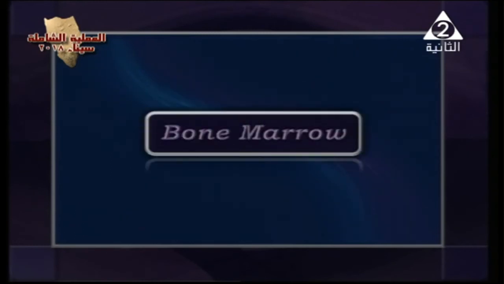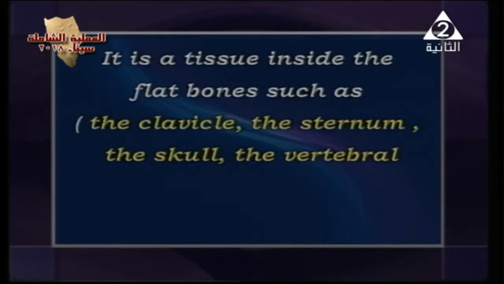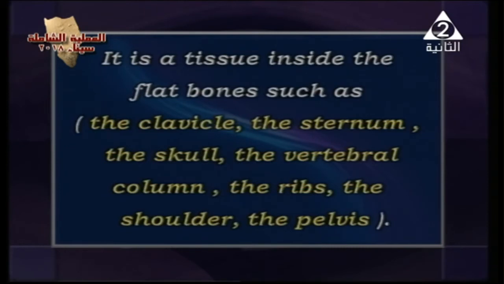Also, bone marrow. Bone marrow is a group of tissue that already exists inside the hollow bones inside your body. It is a tissue inside flat bones in your skeletal system, such as what? Like the clavicle bone, the sternum bone, your skull, and also the vertebral column, the ribs, the shoulder, and the pelvis. Any flat bone inside your body includes a tissue which is called bone marrow, and it has a main role in the immune system.